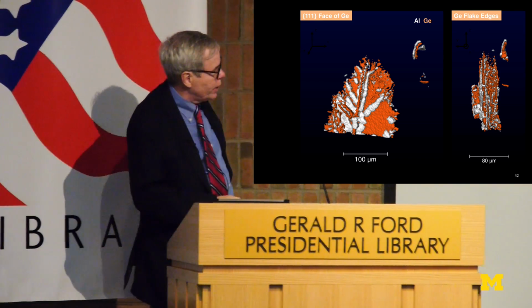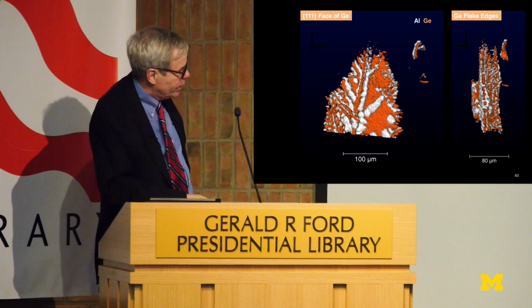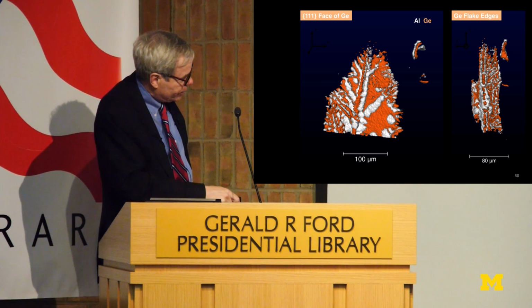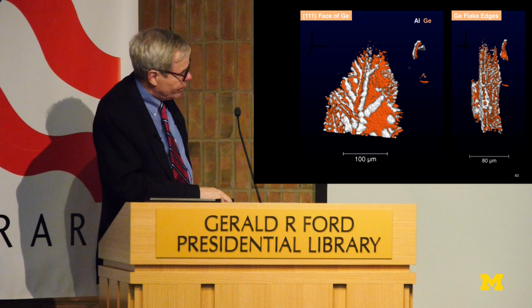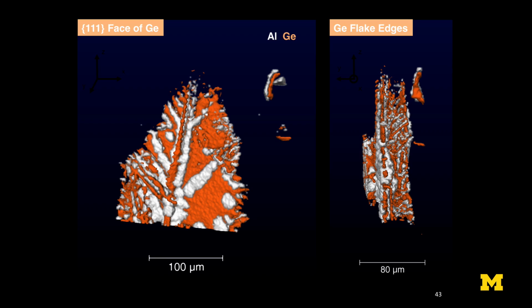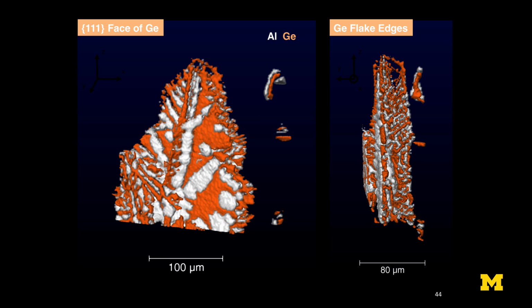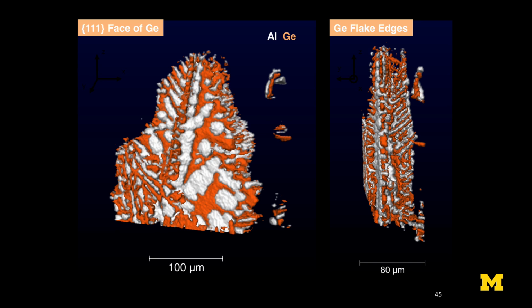And in particular, watch what happens here. Watch what happens in this region. So there's a little bit of aluminum here. The next time step, that's grown bigger. It stopped the growth of the germanium plate, and then that aluminum began to grow across the face.